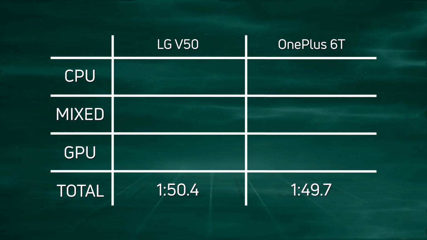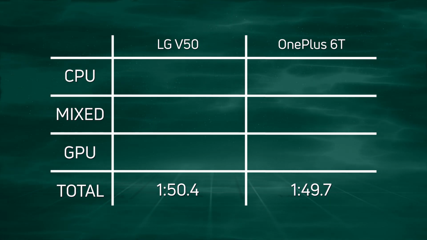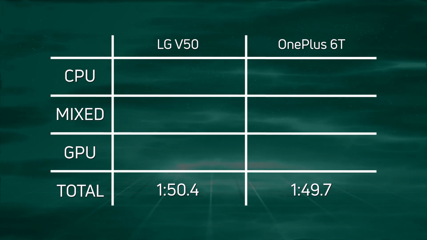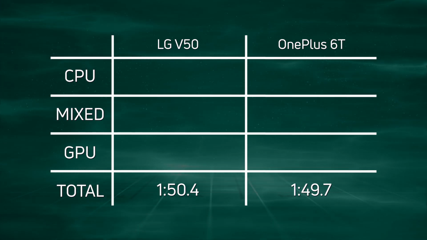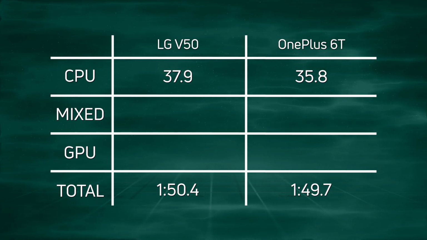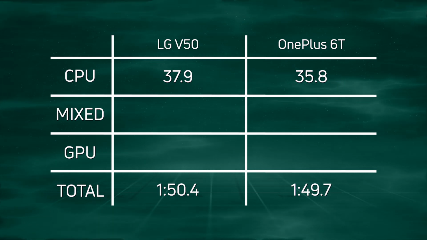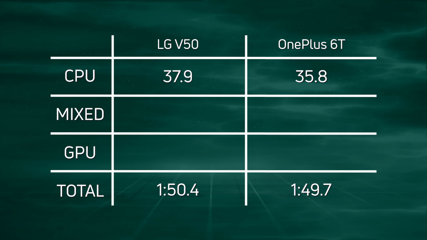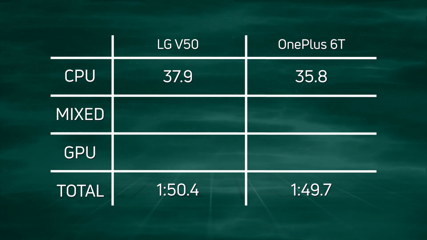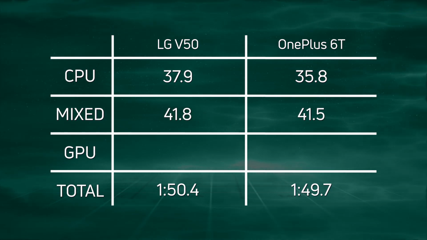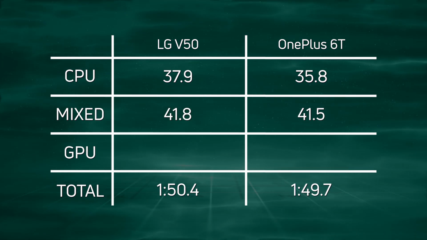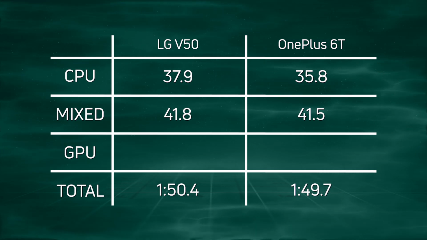The LG V50 came in at 1 minute 50.4, but of course it's got two screens and the second screen was also running a YouTube video. If you look at the CPU times, 35.8 for the OnePlus 6T, 37.9 for the LG V50. The extra CPU time there surely being used to power that second screen. When we get into the mixed, almost exactly the same score, 41.8, 41.5.